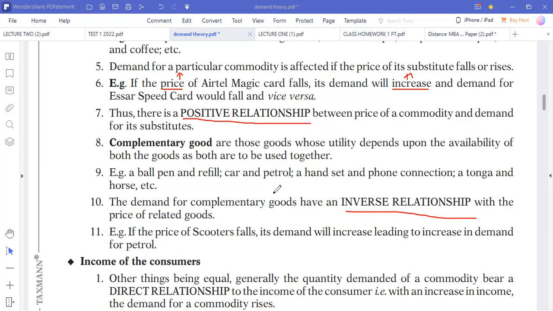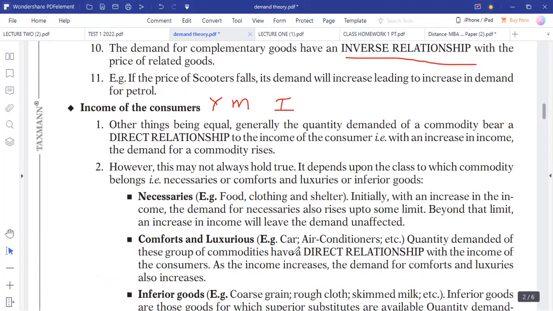All right. Then we go to what we call income. Income is denoted by the letter Y or M or I. So for any normal good, we should know that there is a positive relationship or a direct relationship. Let me say not positive, because some of the goods have a negative. So for any normal good, when your income goes up, you'll demand more of that. So an increase in income will be accompanied by an increase in the demand for the particular good.